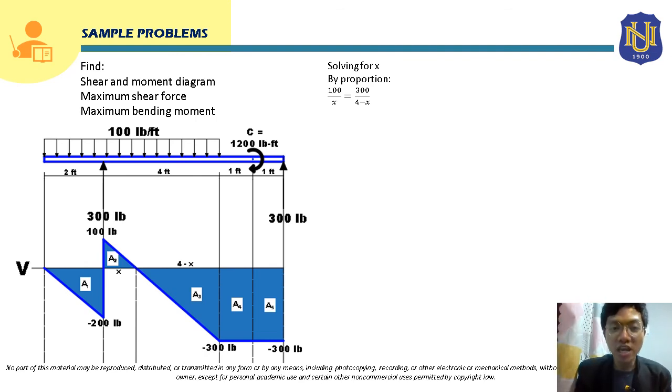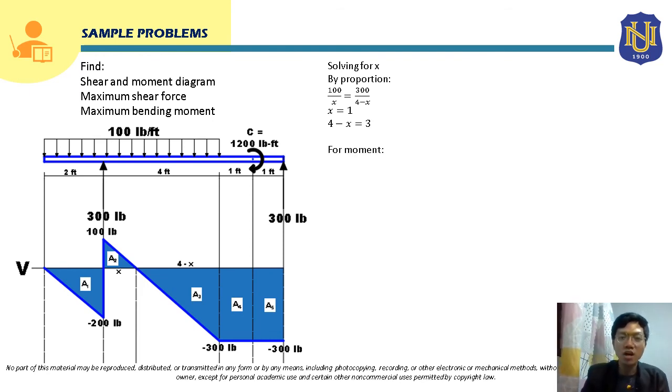So you have to check if this value of x is logical. In this case, since this is 4 feet and this is the distance x, we can say that our answer is logical. This can really be 1. Therefore, 4 minus x is equal to 3. So from here, now we can start solving for the moment at each point.